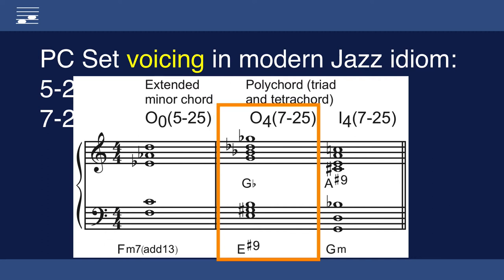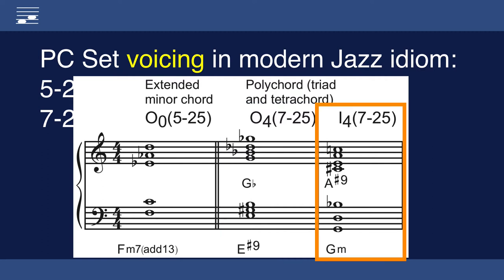Next, listen to the voicing of the complement set 725, a polychord with a G-flat triad over a 4-part E major chord with sharp 9. The inverted and transposed set is shown on the right. Now we have an A major chord with added sharp 9 over a G minor triad.